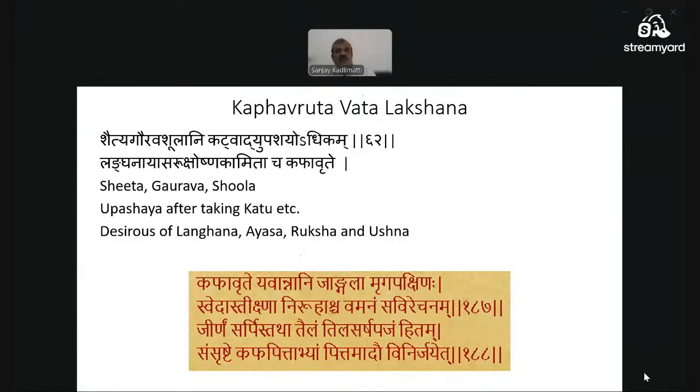Svedaha Tikshnaha. Why Svedaha Tikshnaha? The first symptom is Shaitya. Both are Shita, so double Shita, go for Tikshna Sveda. Vata Shita, Kapha Shita, Tikshna Sveda. Niruhashcha Vamanam Savirechanam. Niruha for Vata, Vamanam and Savirechanam for Kapha, and also Mridu Virechana for Vata. Jeernam Sarpistatah. Once it is all over, you can use Sarpi. Taila Tila Sarshapa Sancham Hitam.